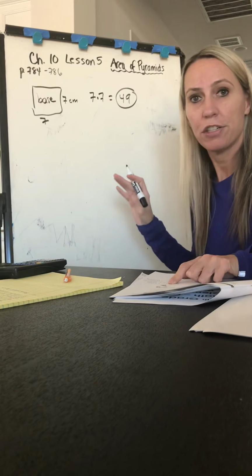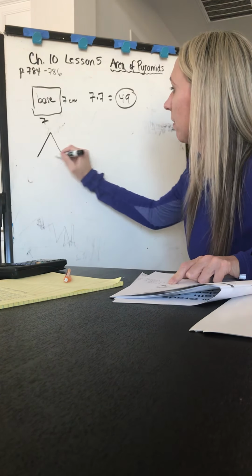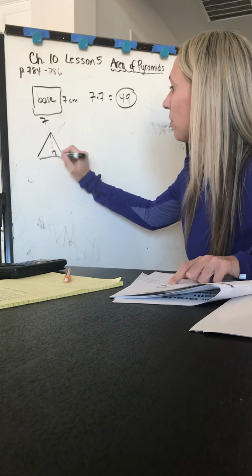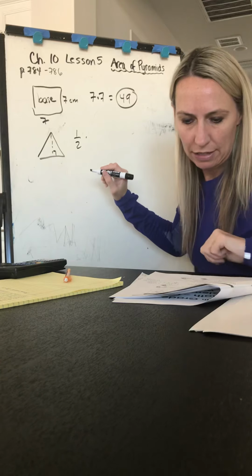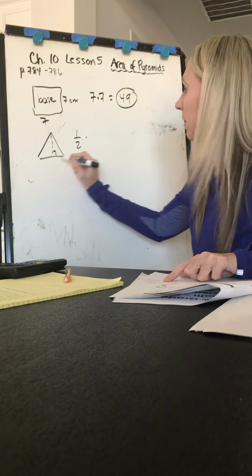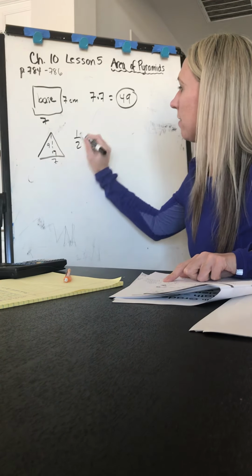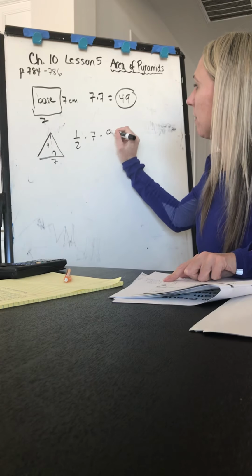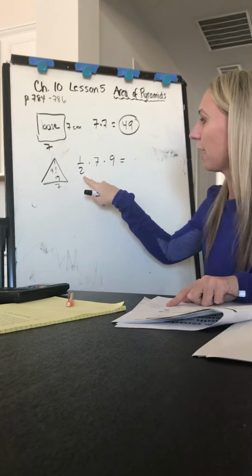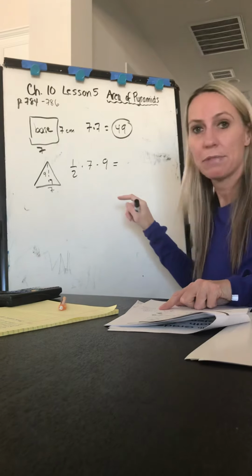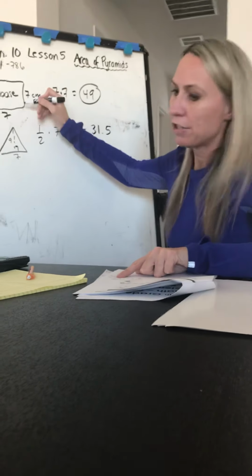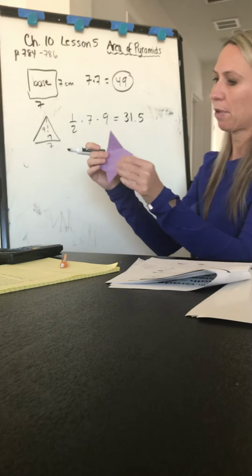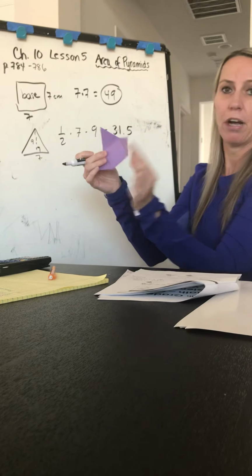And then we're going to do the area of all the lateral faces, which are triangles. The area for that is 1/2 base times height. This is 7 and this is 9. So 1/2 times 7 times 9. You can put this in your calculator, 0.5 times, and you know 7 times 9 is 63. And you get 31.5.